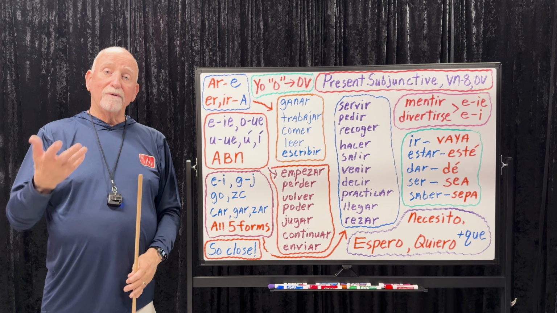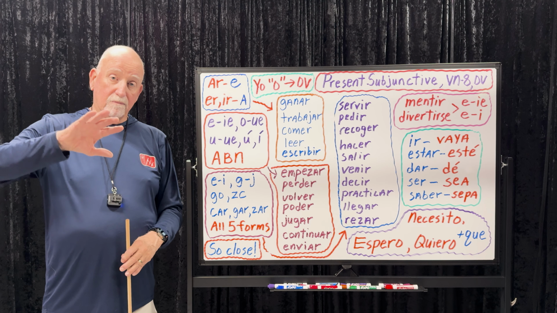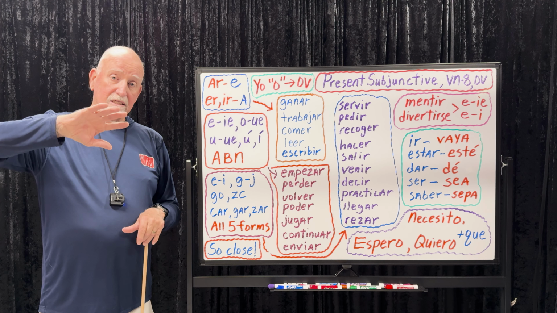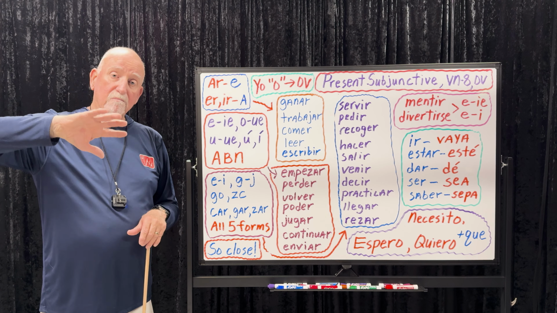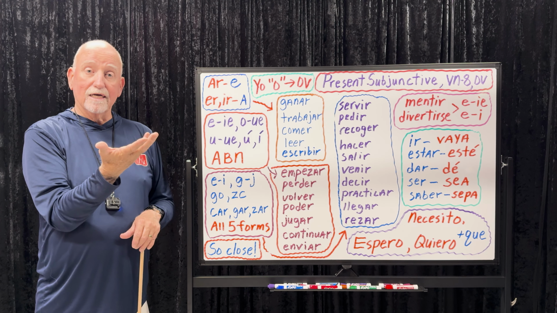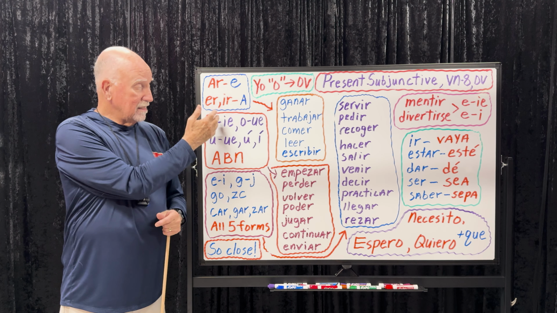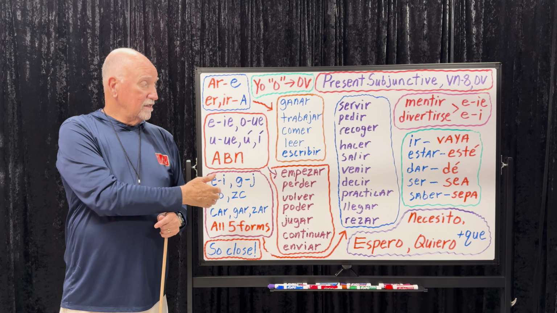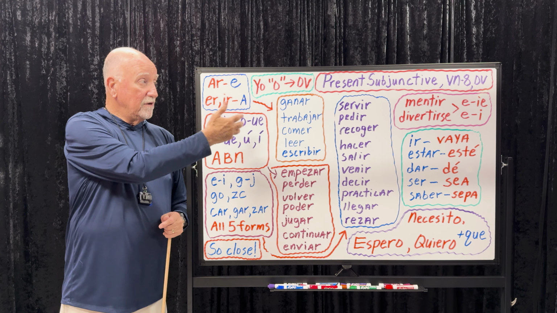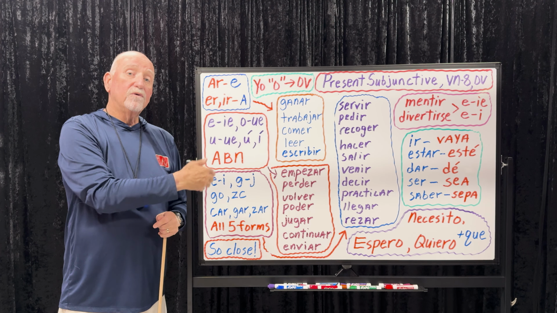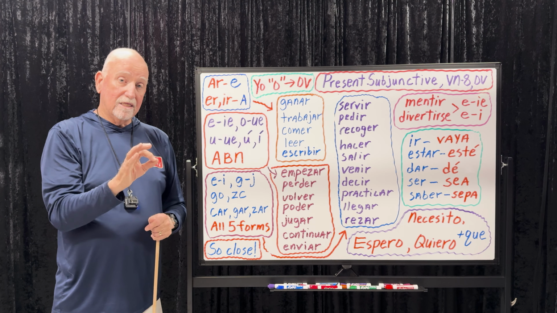Well, it goes all the way back to the present tense because the present subjunctive is basically an opposite vowel mirror image of the present tense. So all those crazy things that happen in the present tense, you're going to see that they're going to happen here in the present subjunctive, and a few other things happen as well. We're going to see that.